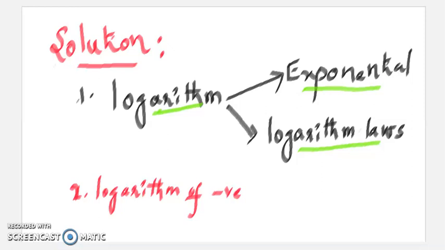So from the first point we conclude that to solve a logarithmic function or logarithmic equation, we use conversion to exponential form or logarithmic identities or logarithmic laws. This is the main object throughout the solution of the logarithmic function.